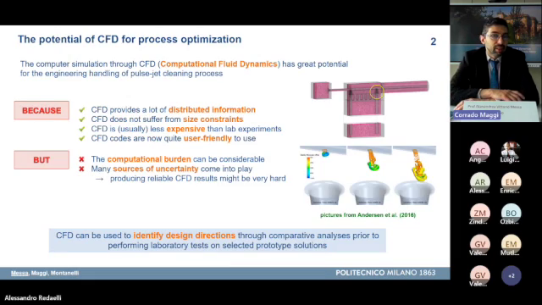Now, the premise at the basis of this research project, and particularly the first part of the research project, which is described in the present seminar, is that computer simulation through computational fluid dynamic techniques has a great potential for the engineering handling of the pulse jet cleaning technology.